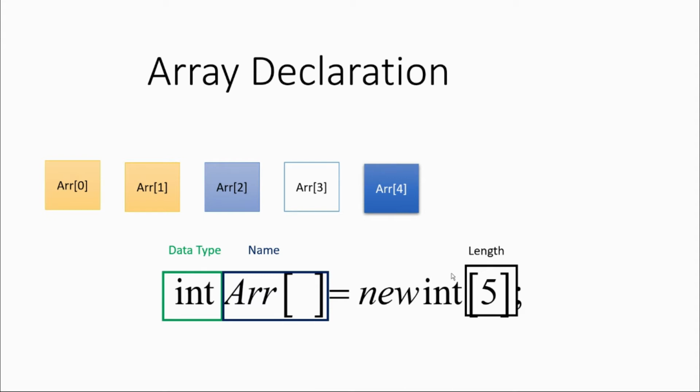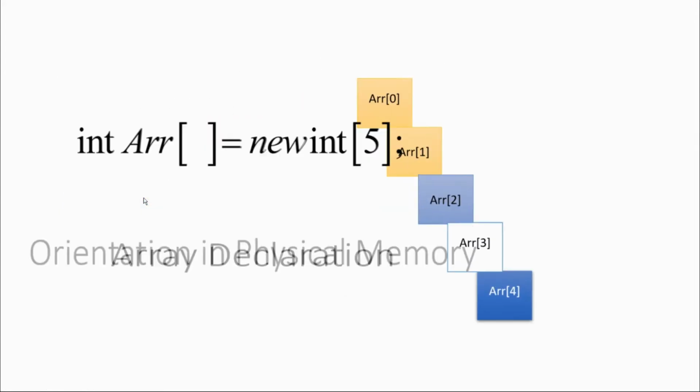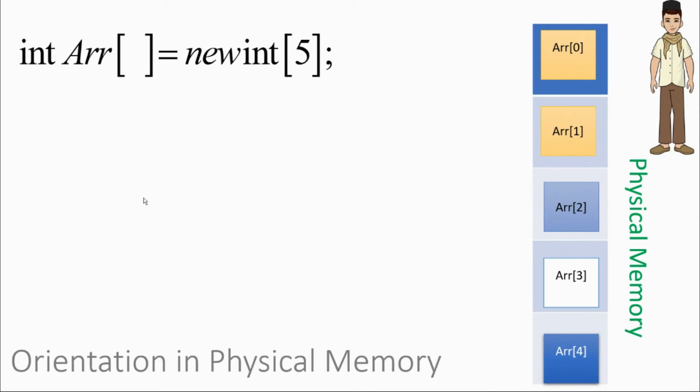Now you can see in the square boxes we have created 5 elements of integer type, and each can be selected by its index. For example, the initial one can be selected by ar[0], and so on. So let us see how these are arranged in the memory. You can see over here that all these variables are now stored in physical memory in sequential order, or consecutive manner.